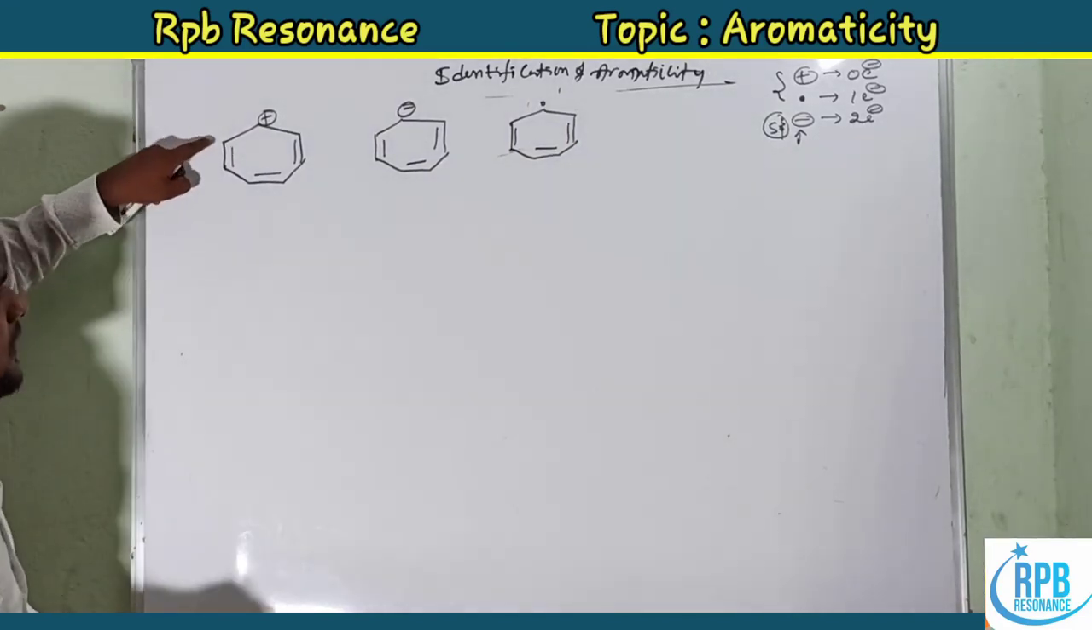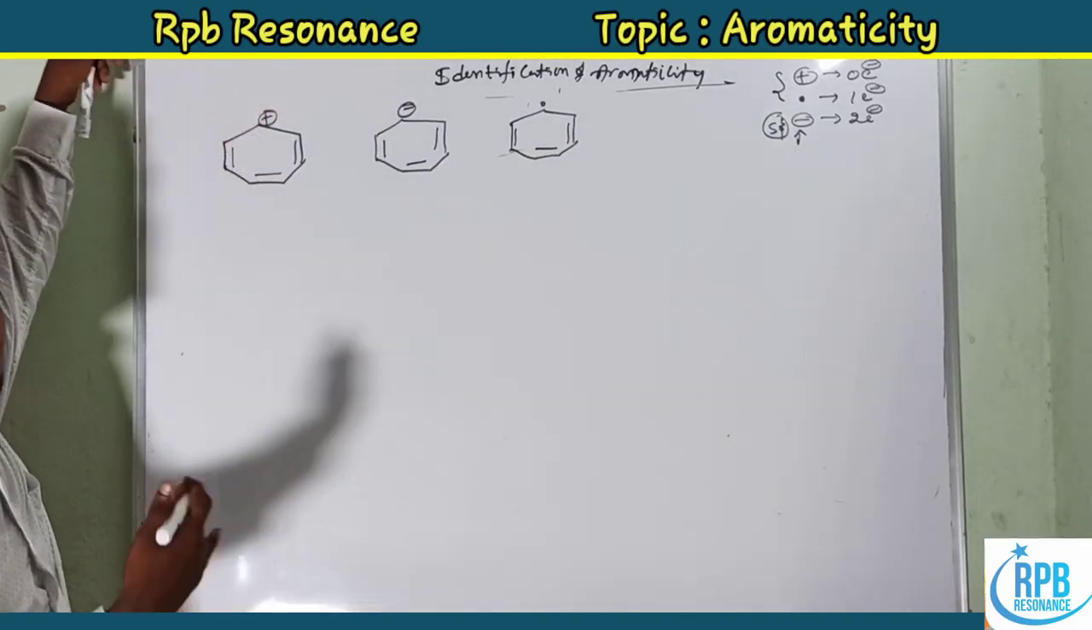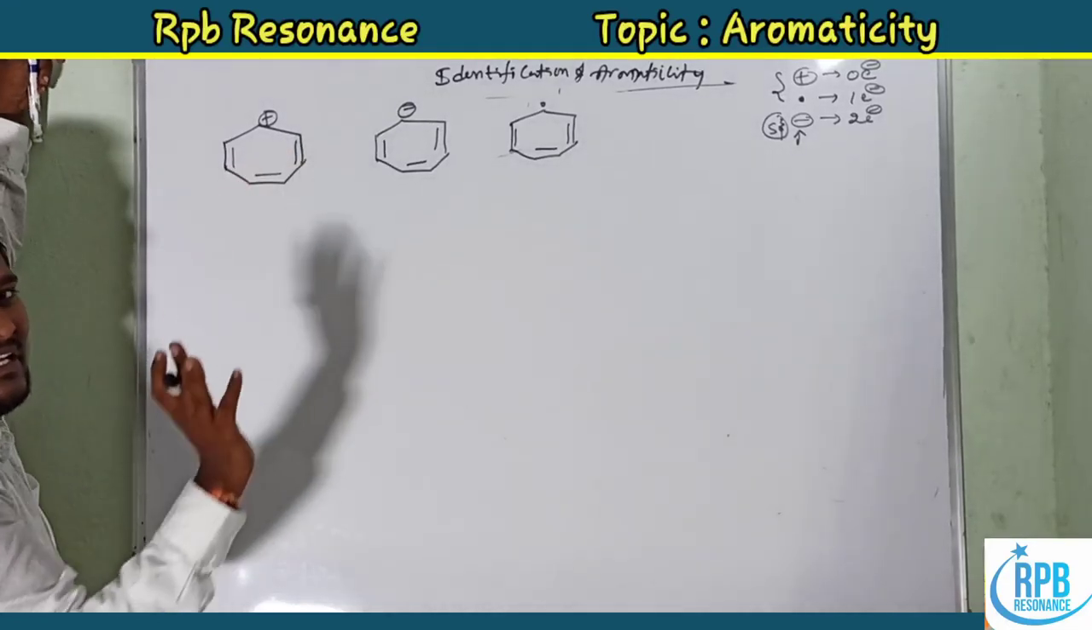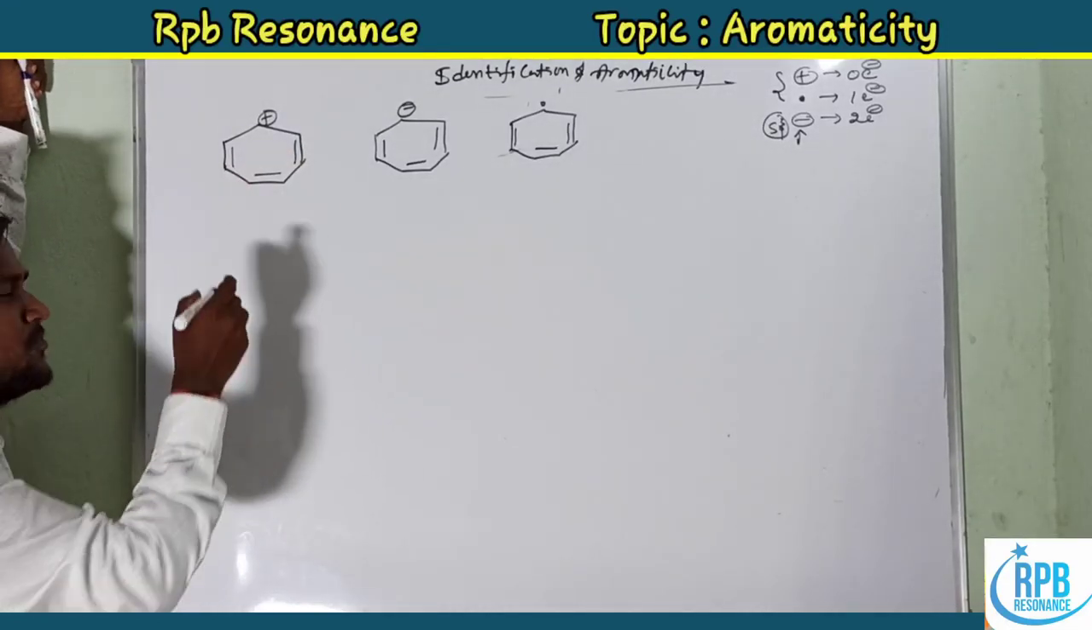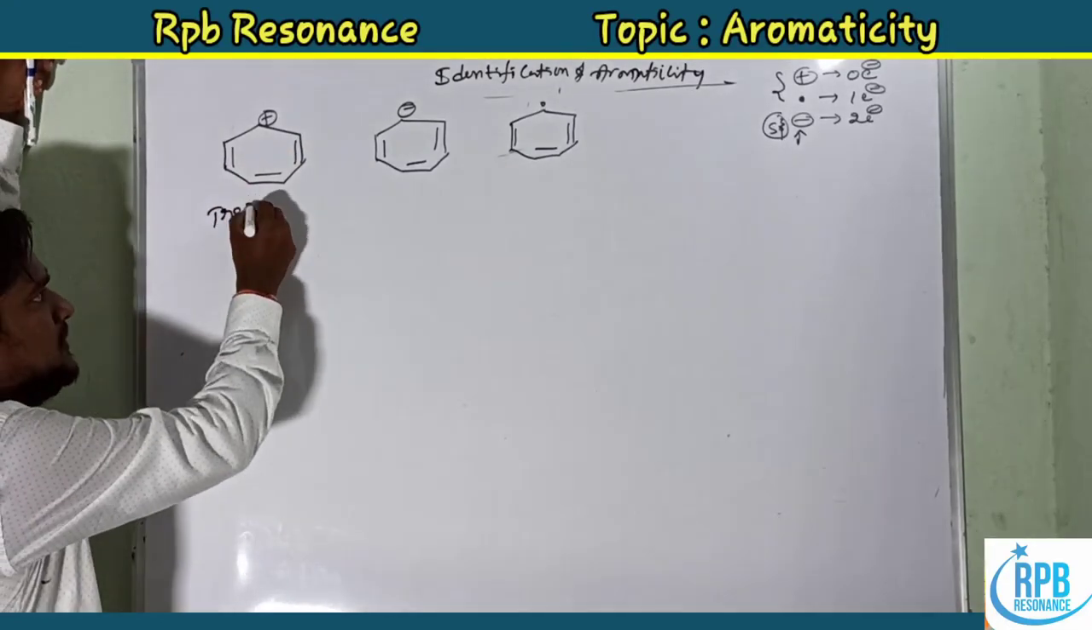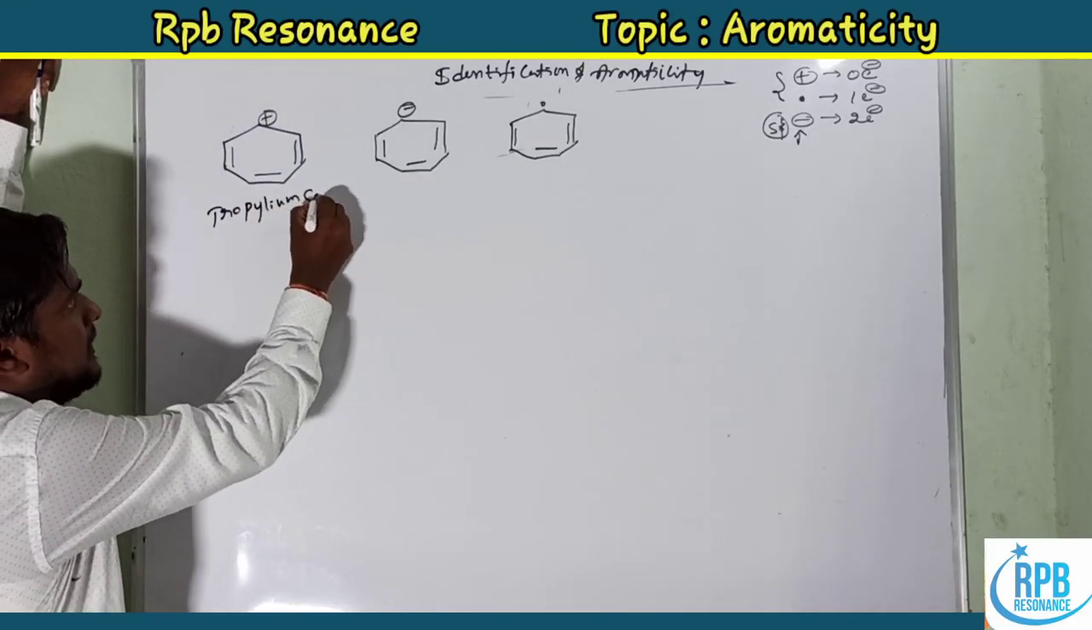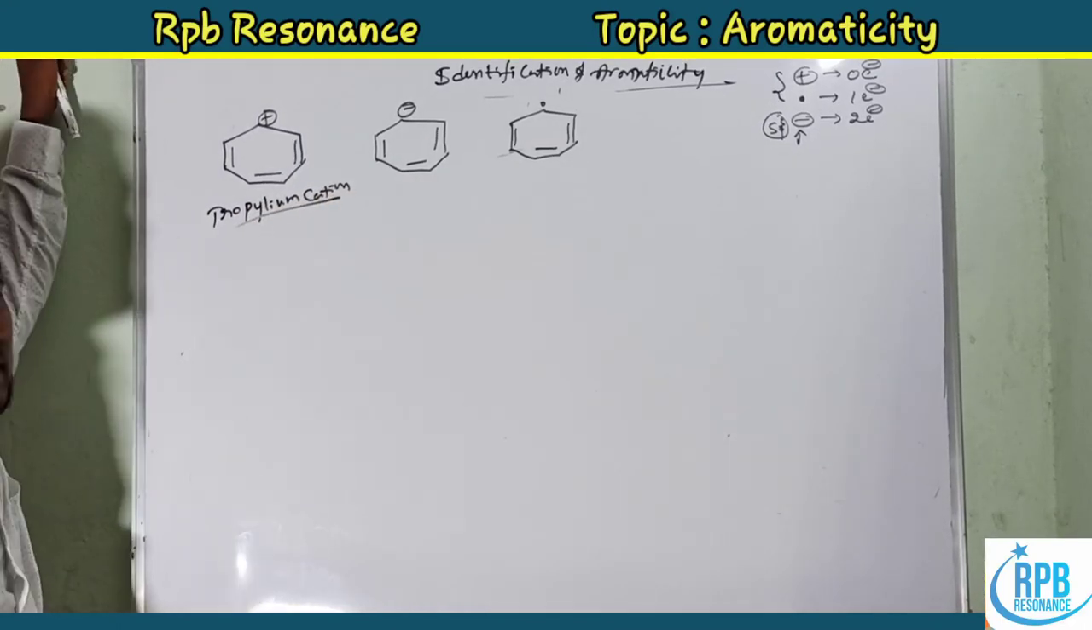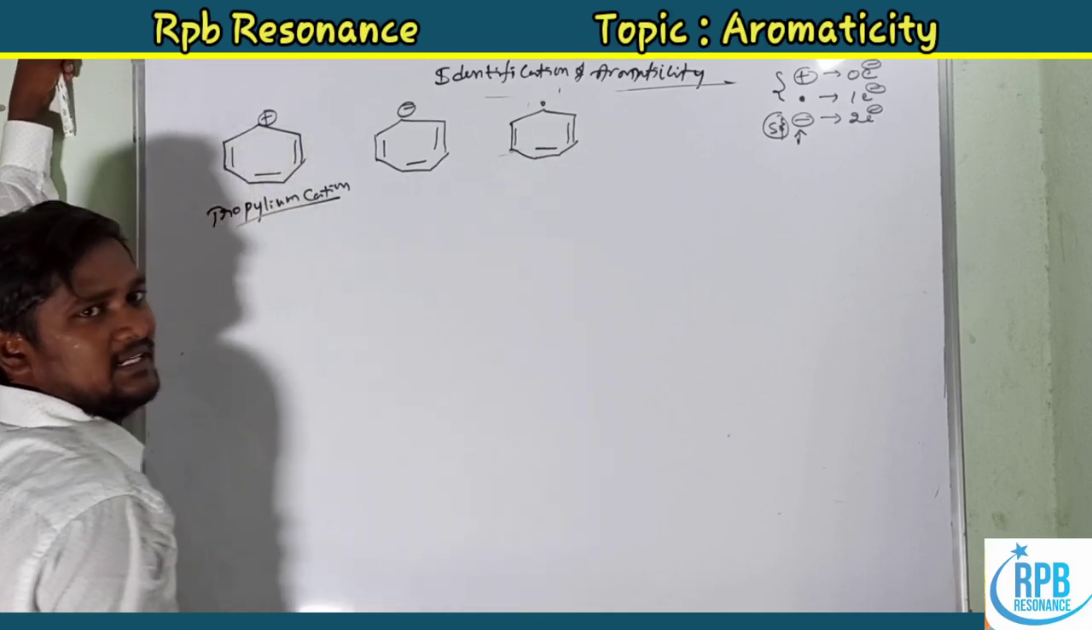So here, 1, 3, 5, these types of molecules have three double bonds. Simply it is called a tropylium cation. This is the tropylium cation, tropylium anion, tropylium radical, all 7-membered rings.